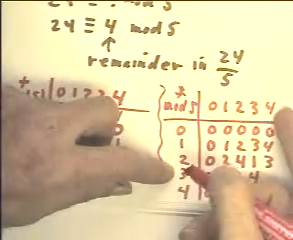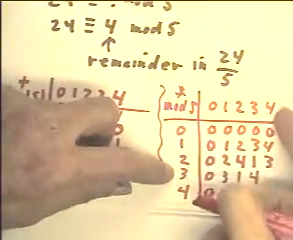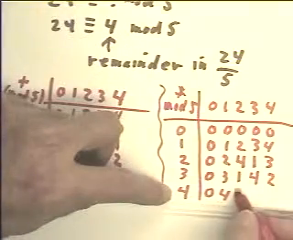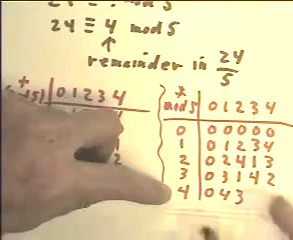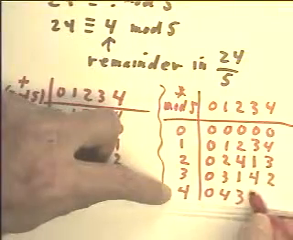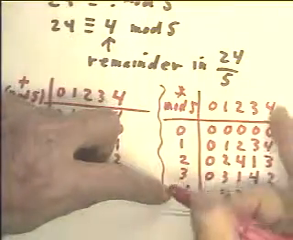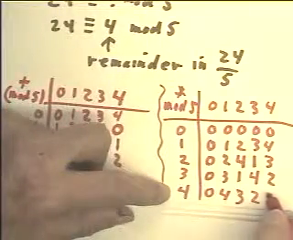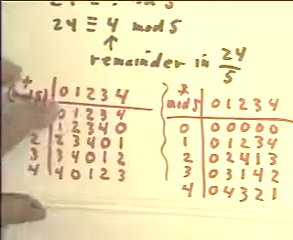3 4s is 12, which takes us around the clock twice with 2 left over. 4 2s, of course, is 8, which is 1 time around with 3 left over. 4 3s is 12, which we saw is 2. 4 4s is 16, which is going to take us 3 times around the clock, leaving us 1.